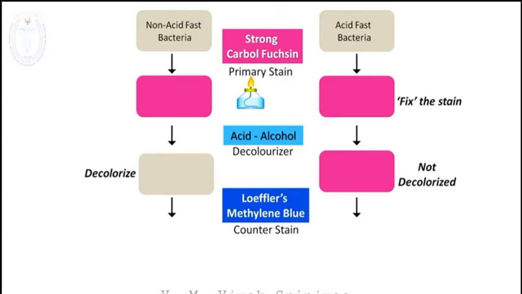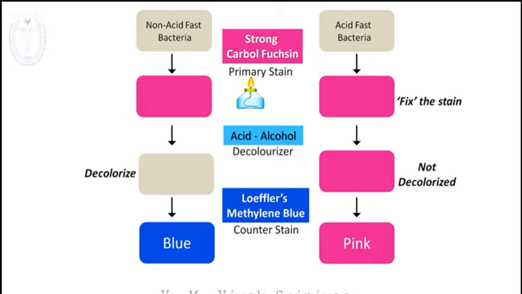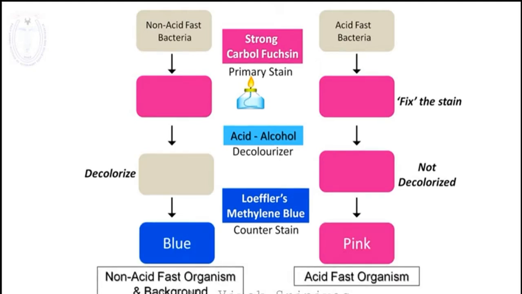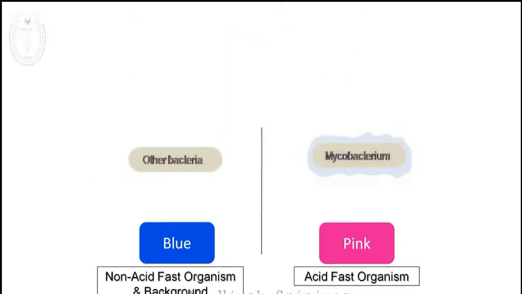Now the demonstration. The procedure for the acid-fast staining technique. The materials required are the strong carbofuchsin staining solution, which is used as a primary stain in this experiment. The acid alcohol used as a decolorizer. This is prepared by using 3% hydrochloric acid and 95% alcohol, and the Leffler's methyl blue staining solution, which is used as a counter stain.